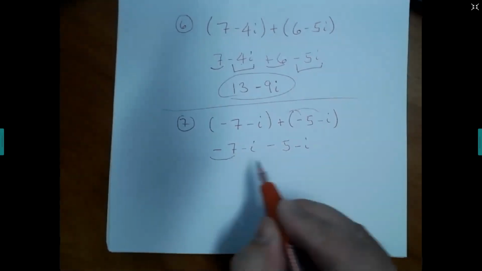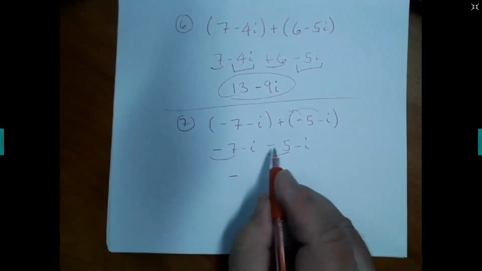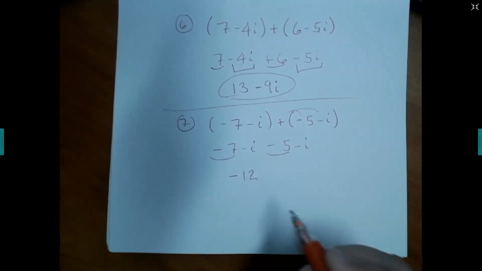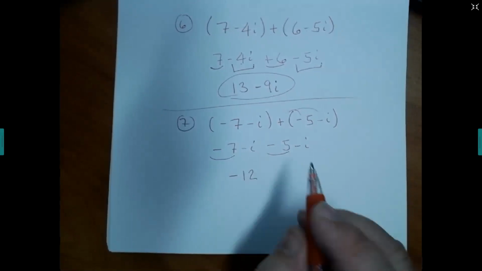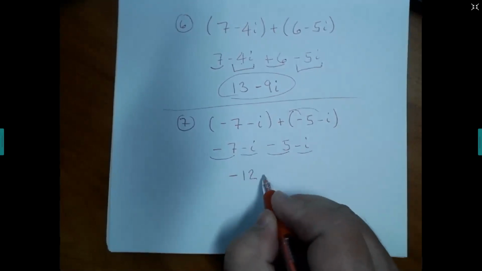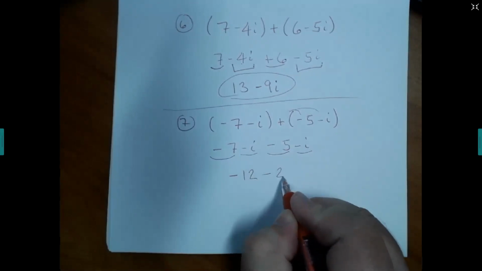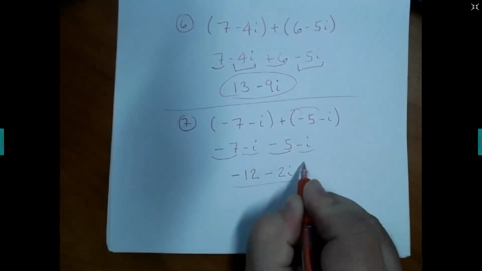Combine like terms. Negative 7, negative 5, they're both negative, so the answer is negative. 7 plus 5 is 12. Negative i minus i, they're both negative, so we add them. i plus i is 2i.